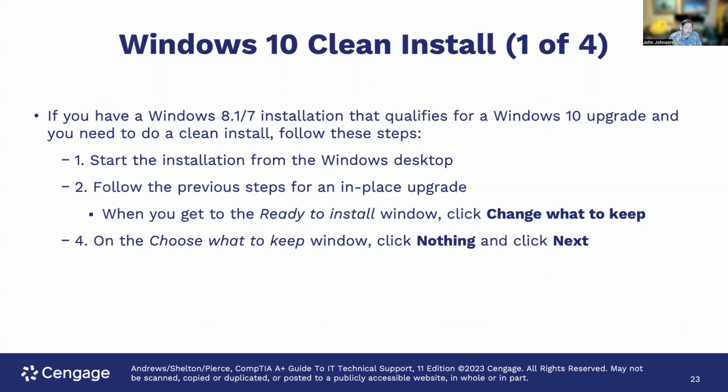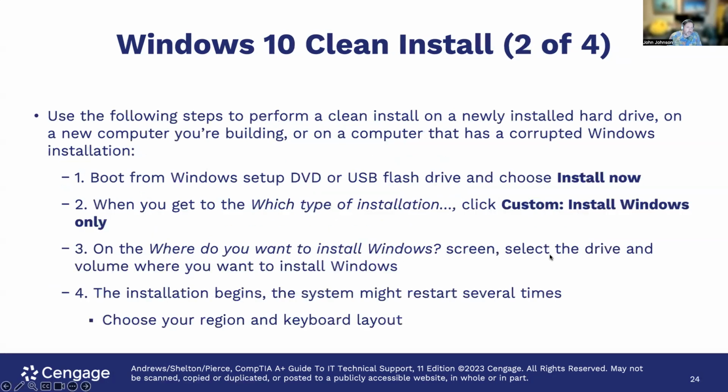If you've got a Windows 8.1 or 7 installation that qualifies for a Windows 10 upgrade, and you need to do a clean install, you should do the following. You're going to start the installation from the Windows desktop. Follow the previous steps for an in-place upgrade. And when you get to the ready to install window, click change what to keep. And from the change what to keep window, you're going to say nothing, and then you're going to click next. And that will pretty much blast it.